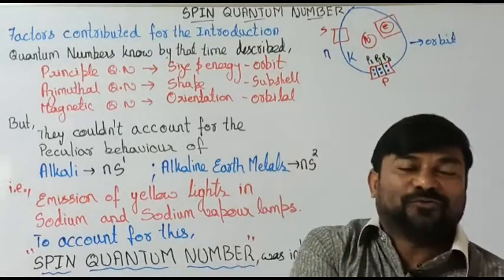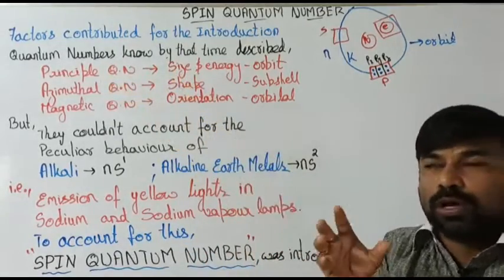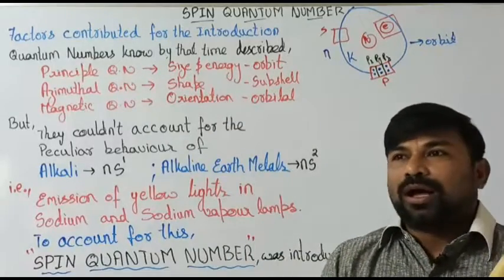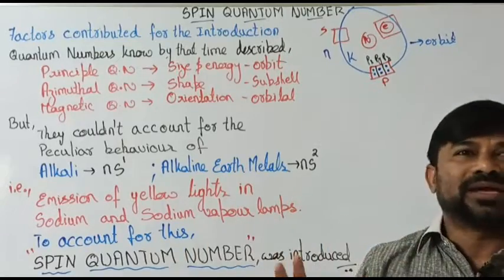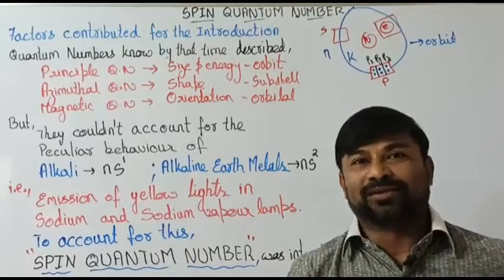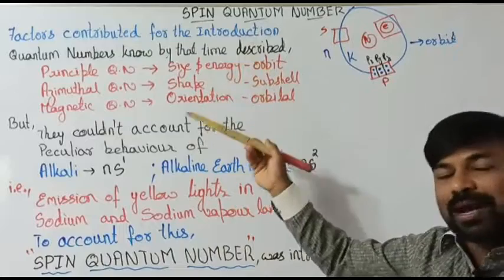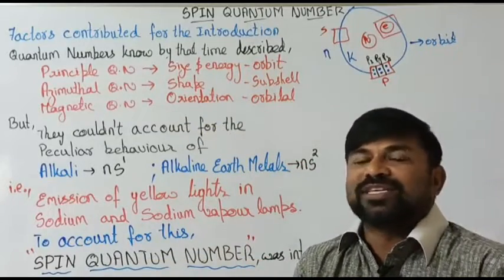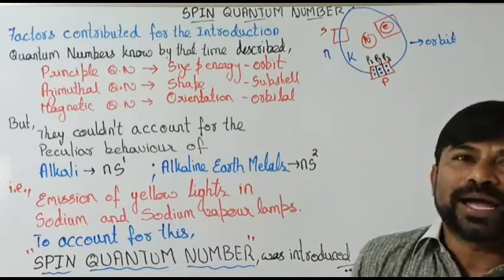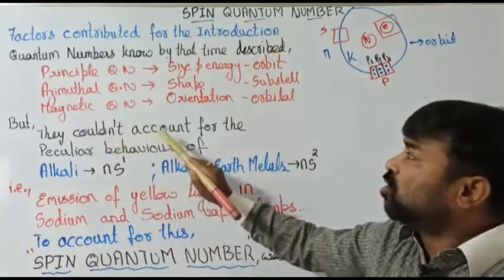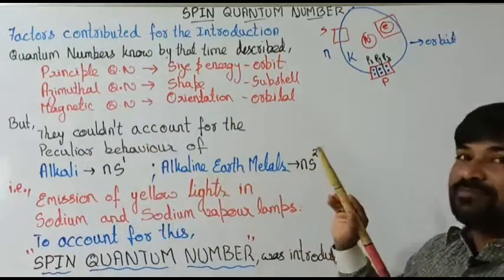So, the fourth level. Until the discovery of these three, no one spoke about the direction in which the electrons are moving. They didn't discuss it. Because of this, a few things in science were surprising and had no answers. Though the discovery of these three quantum numbers came along, a few things gave surprise to all the science people. What is that? One of the things which surprised them is that they could not account for the peculiar behavior of alkali and alkaline earth metals.